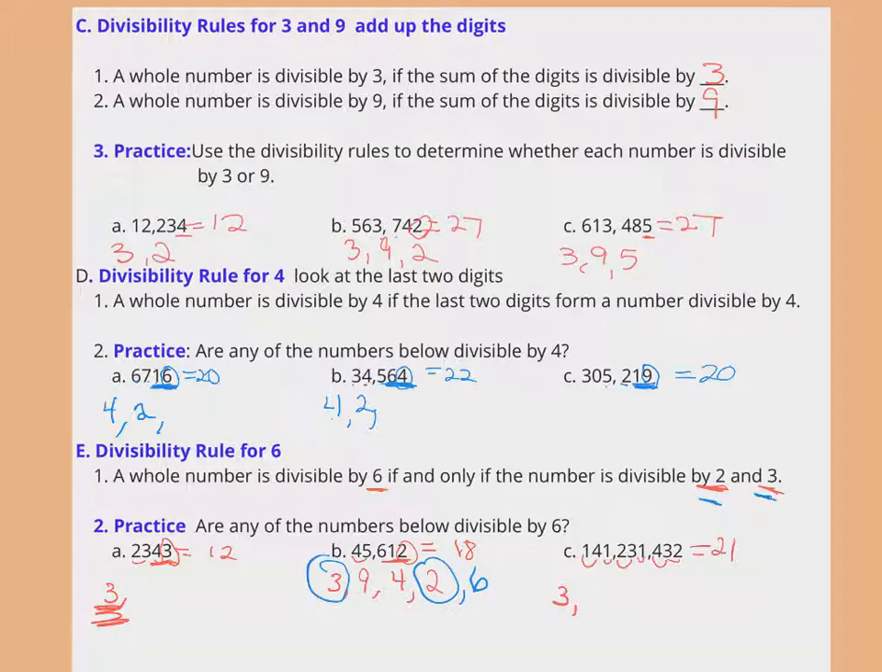If I look at my last digit, it's even, so it's divisible by 2. Because I'm divisible by 3 and divisible by 2, my answer is also divisible by 6. If I look at my last two digits, 32, I can see that my number is divisible by 4 as well. It's not divisible by 10 or 5 because it doesn't end in a 0 or a 5. So I have the number 141,231,432 is divisible by 3, 2, 6, and 4.